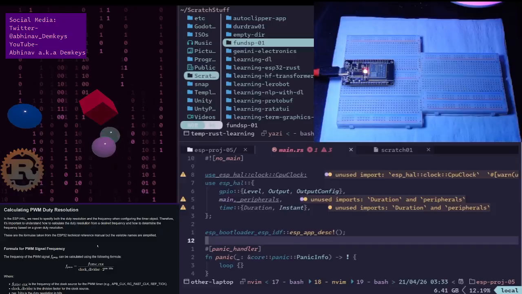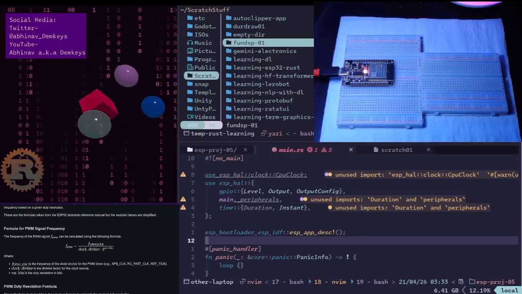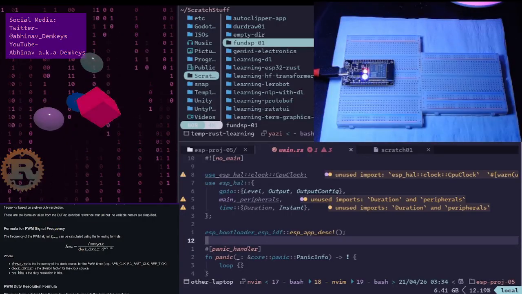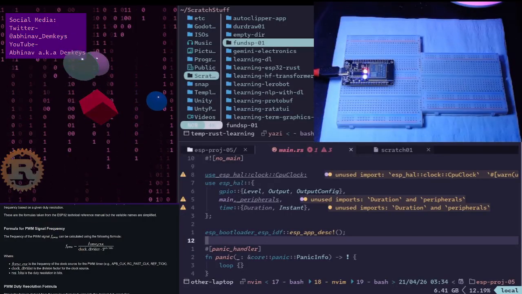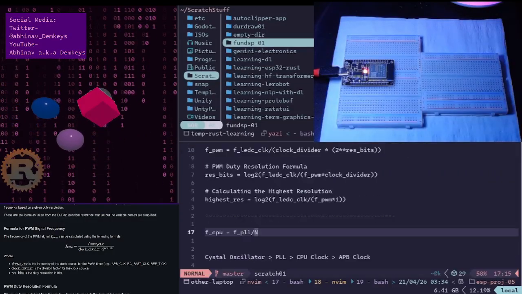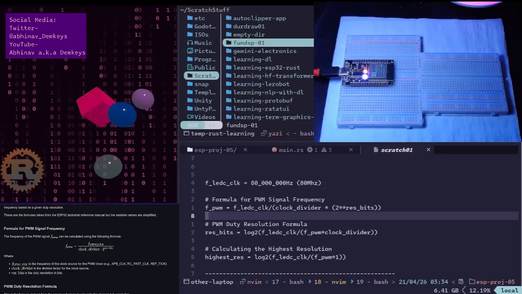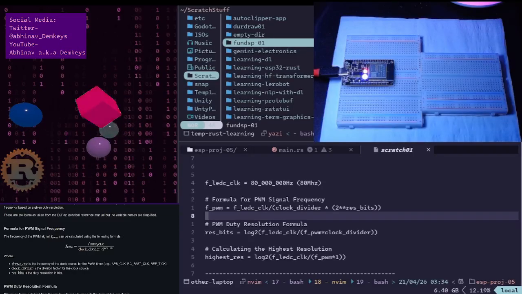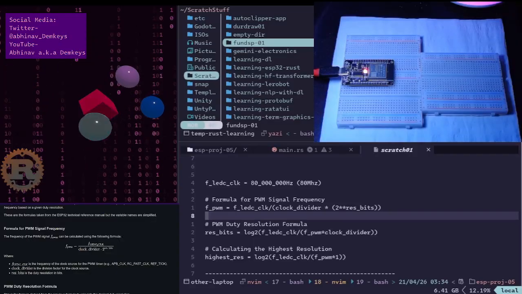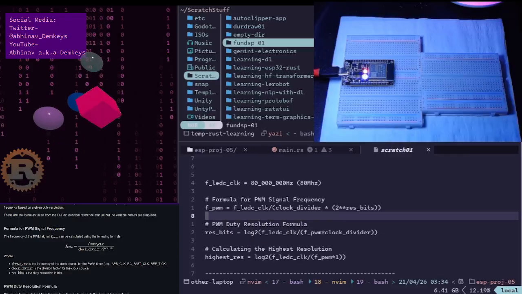Damn. Okay, all right. Formula for PWM signal frequency. The frequency of the PWM signal, FPWM. Okay, here we need to open up this because I did write this down. So the formula for, where was I? The frequency of the PWM signal, FPWM, can be calculated using the following formula. So we need LEDC clock.